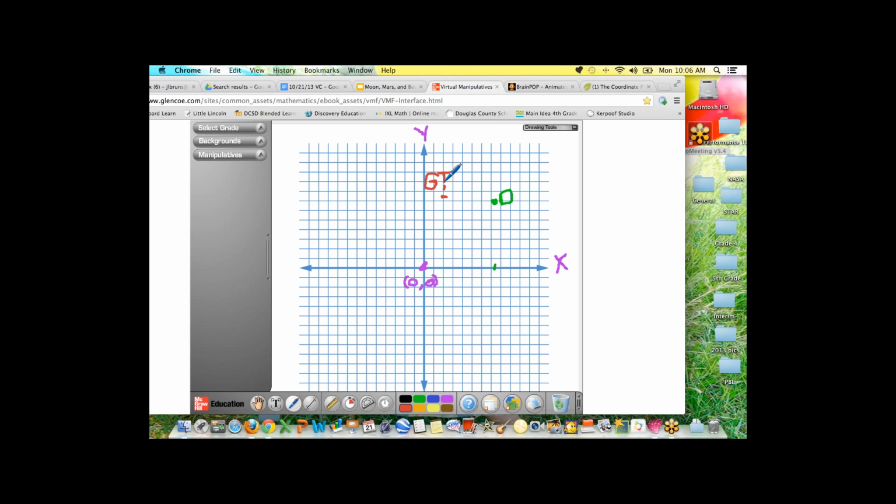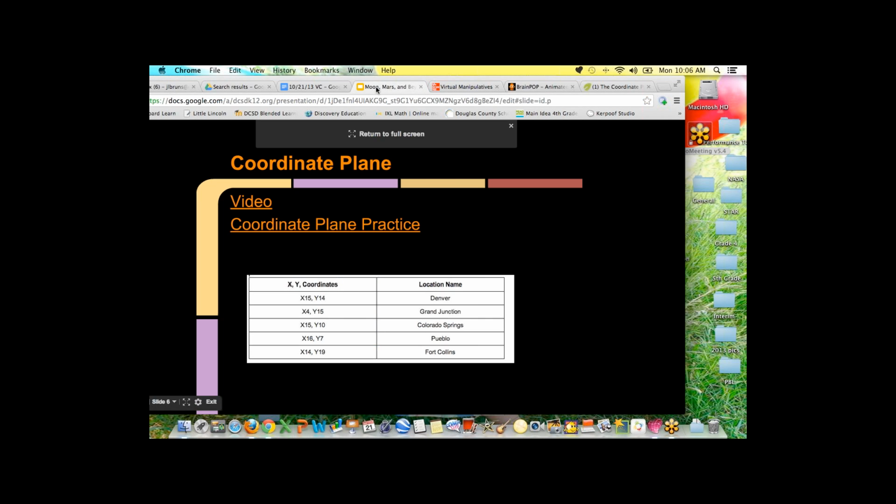Grand Junction. Okay, this pen is really hard to use, by the way. It's a drawing tool, so you can make it thinner and so on. I think I'm going to have to make it thinner because it's really hard to use. All right, Colorado Springs is x equals 15 and y equals 10. All right, so let's go back.